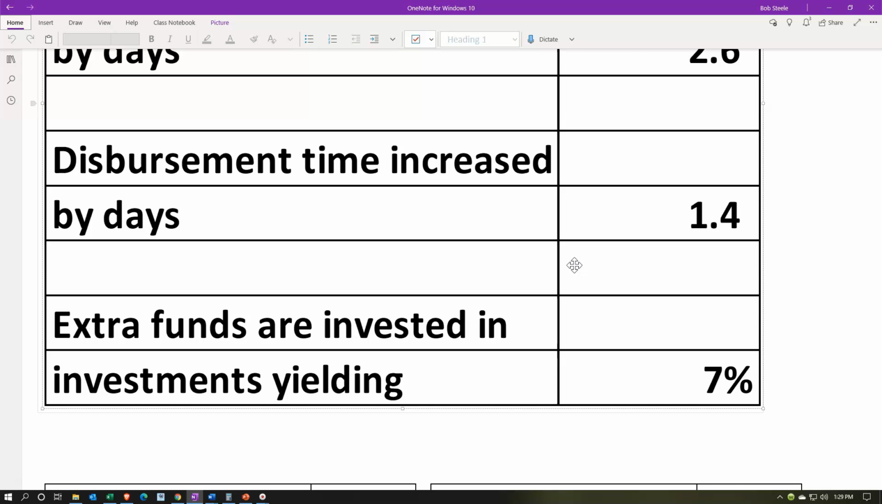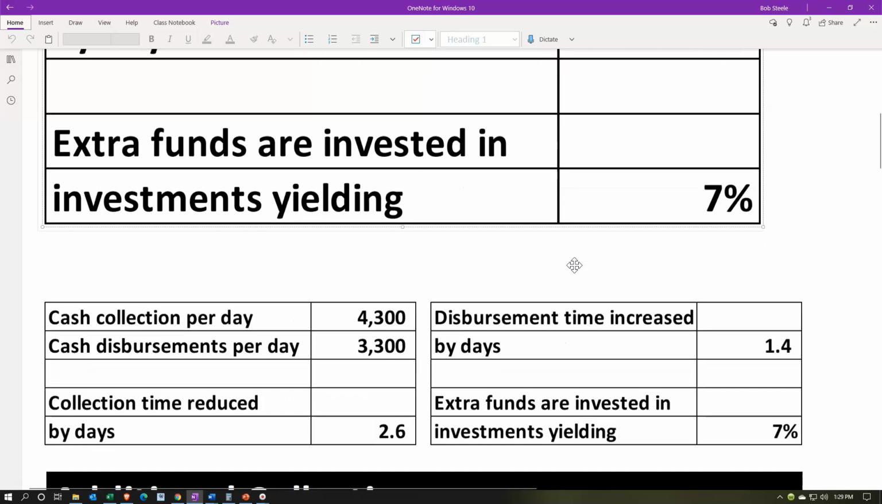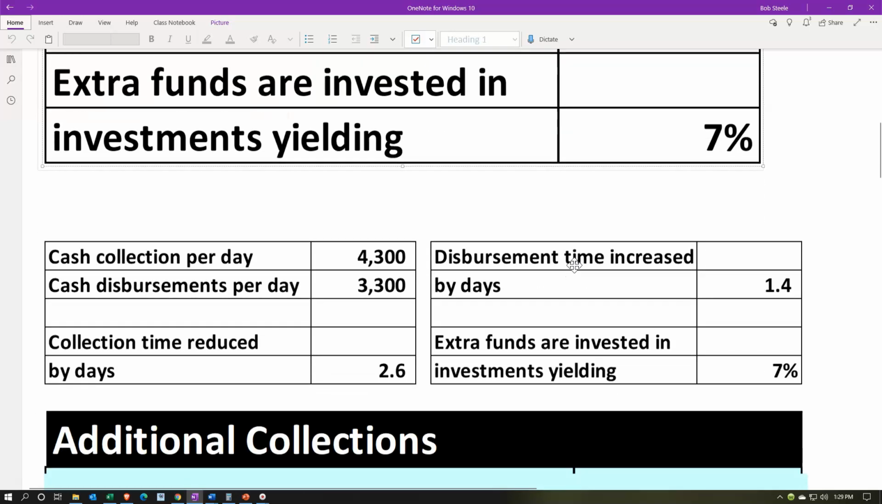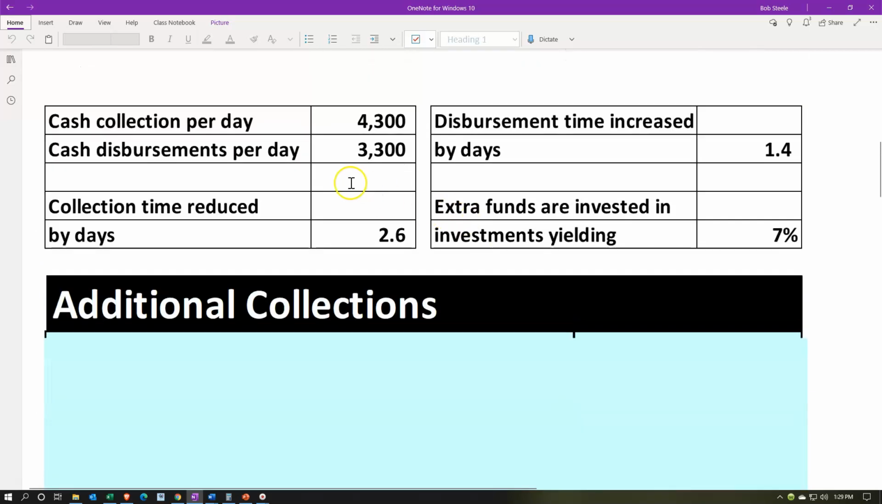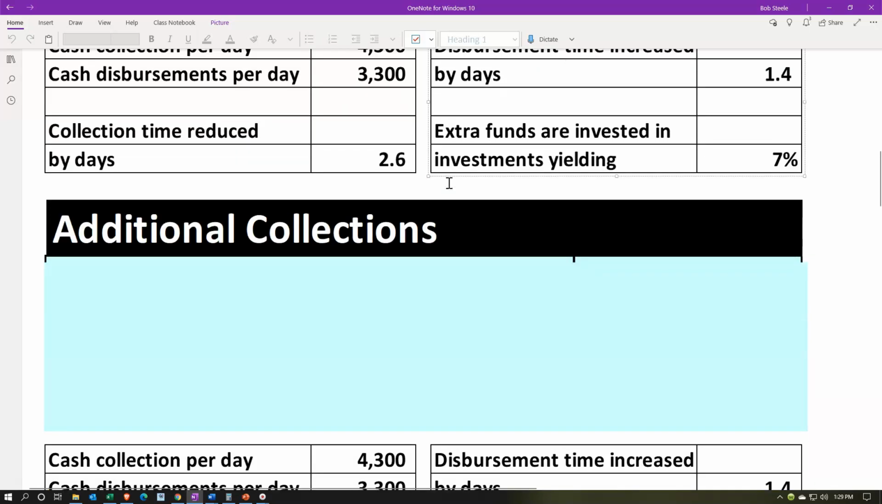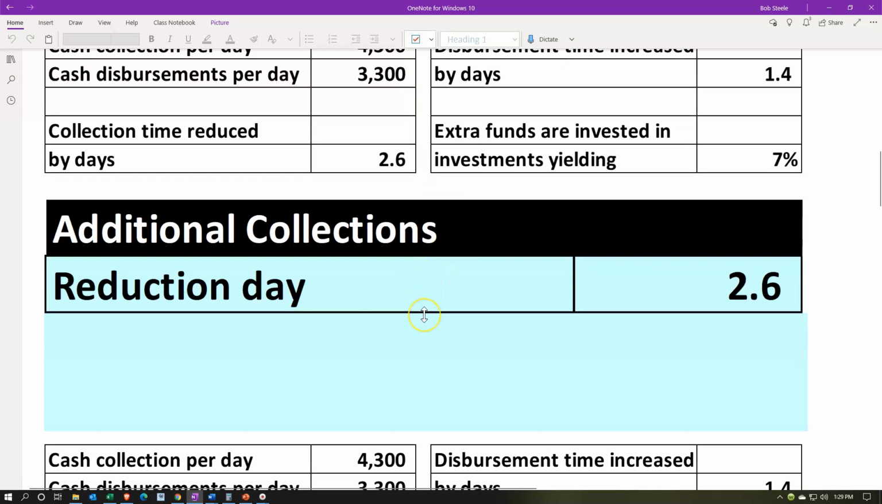on it. If we were to get a return of 7% on the freed up funds, then we could think about what kind of impact a policy such as this would have on those freed up funds. So here's a smaller component of our numbers up top, and let's go through the calculations. So we're going to say the additional collections. We're going to say that we're going to be able to collect on our receivables 2.6 days sooner.